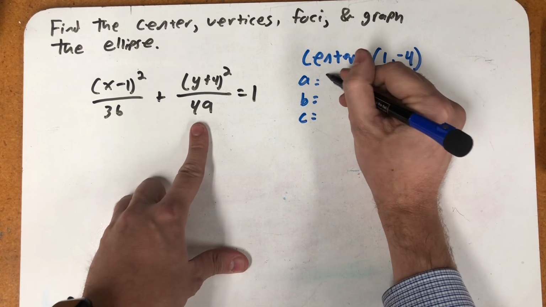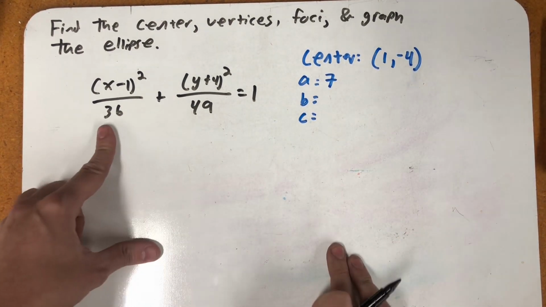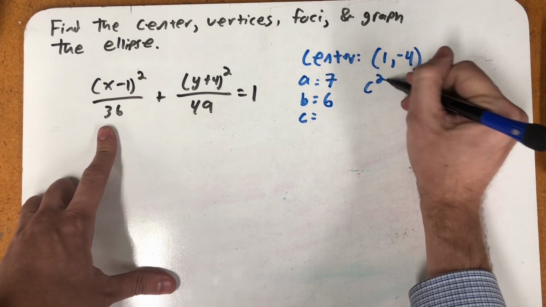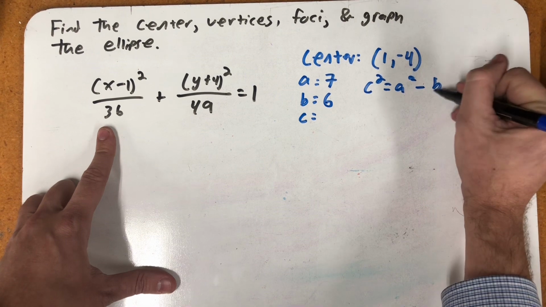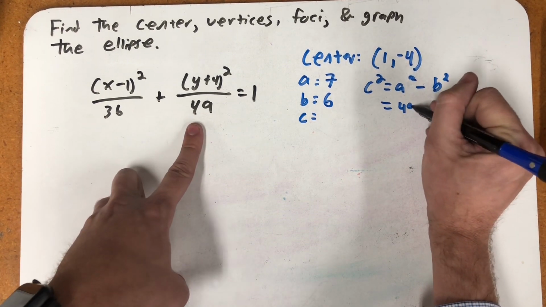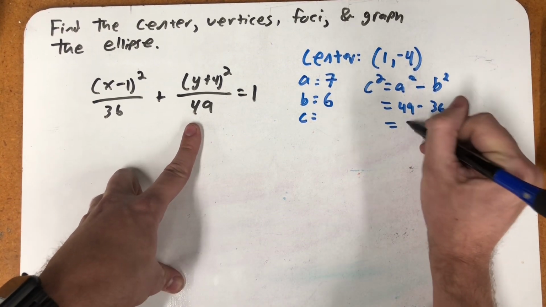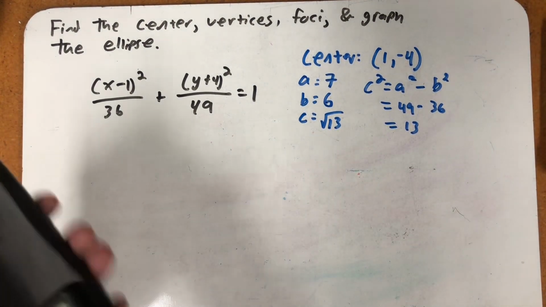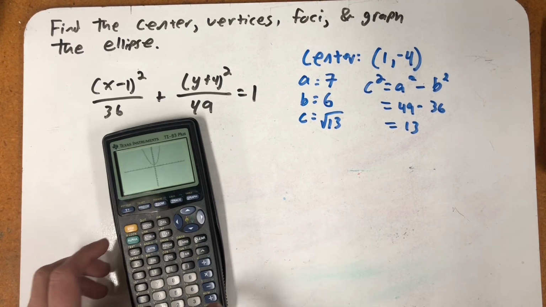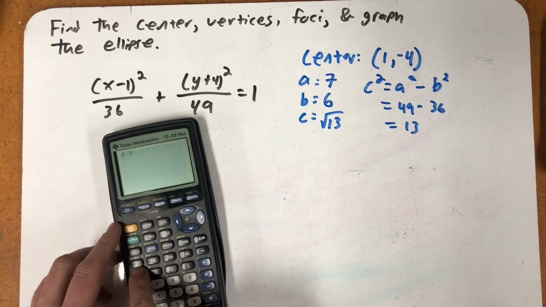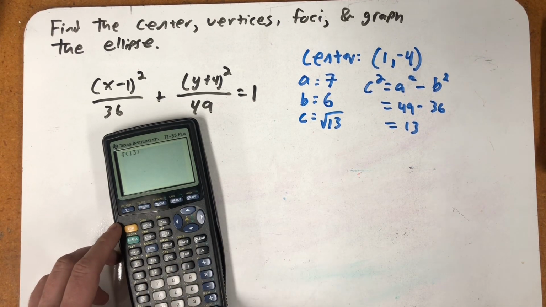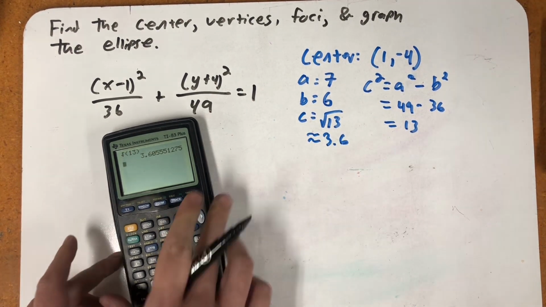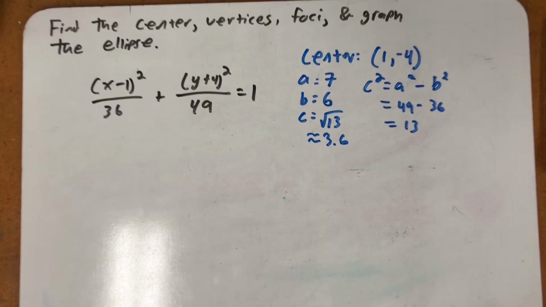So A squared is 49, and A is 7. B squared is 36, and B is 6. And then I know that C squared is A squared minus B squared. So 49 minus 36 is 13, making C the square root of 13. When I go to graph my ellipse, I'm going to need to know a decimal approximation for the square root of 13. And I know that that is about 3.6. Well, now I know it's about 3.6.